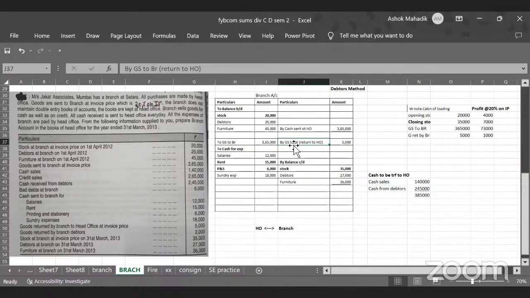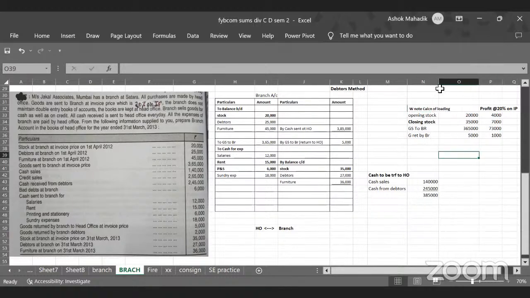Okay. Next, goods debtors. This is not given for stock, debtors, and furniture, which you need to record. Okay. So all the postings are okay. Now that 20% loading. Okay. See, I have copied that working note here. Okay. So again, same way effects are to be given. First, calculate the amount of loading.